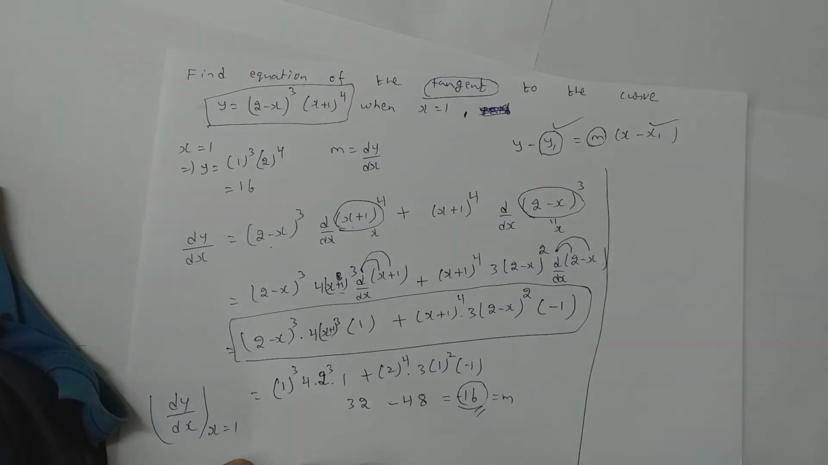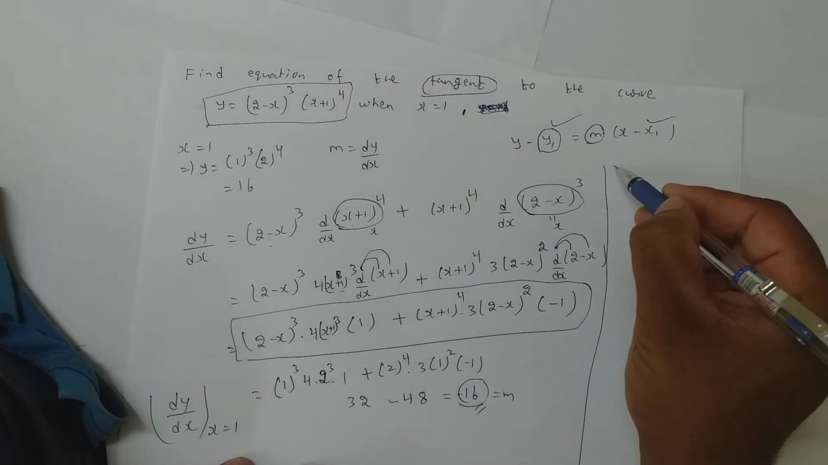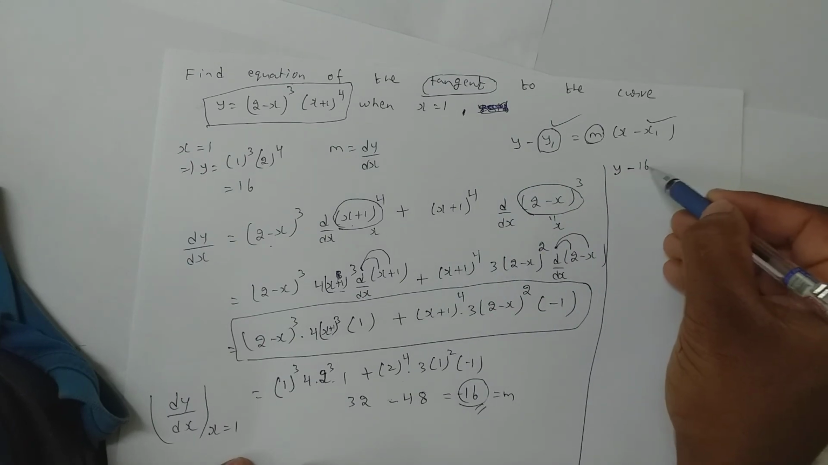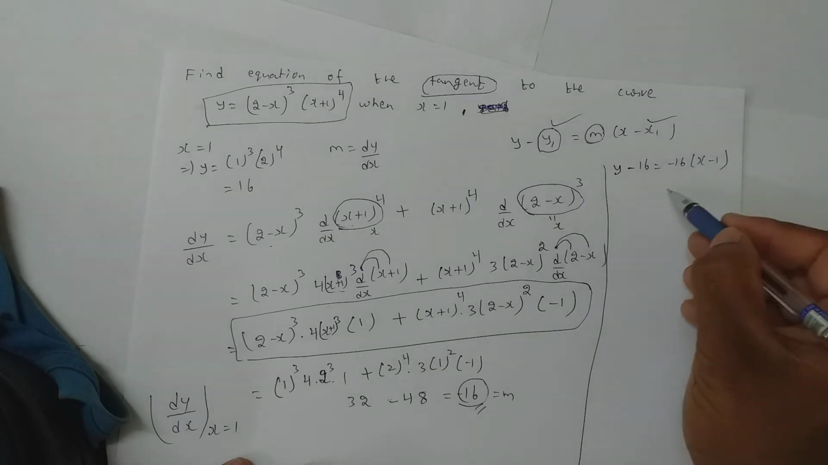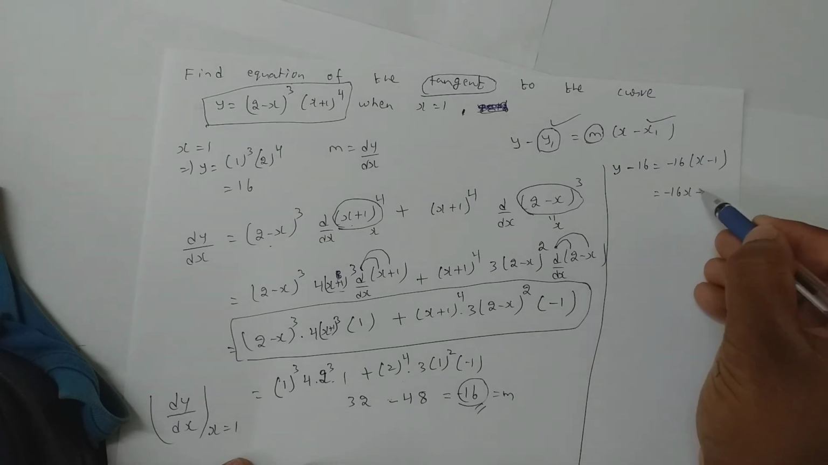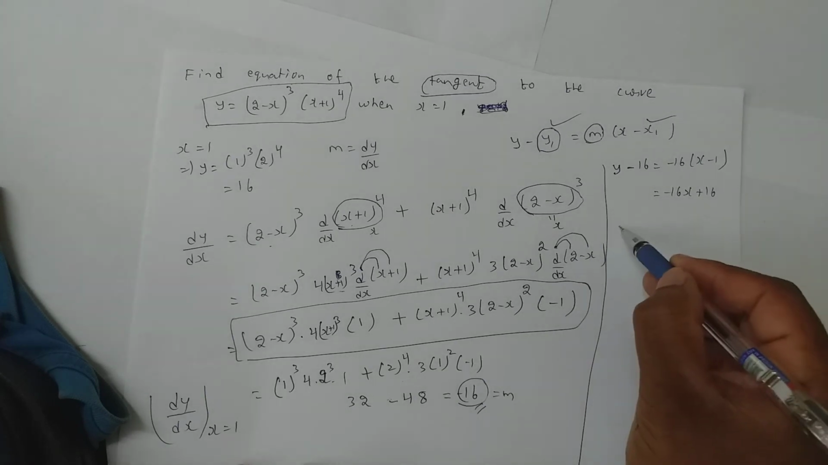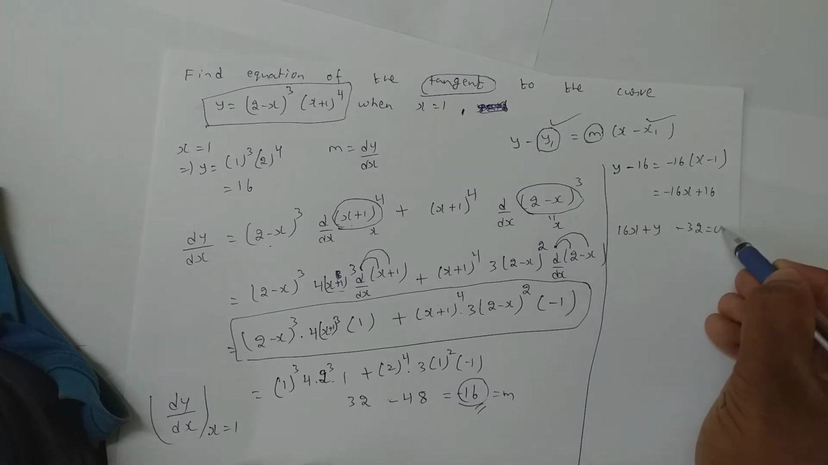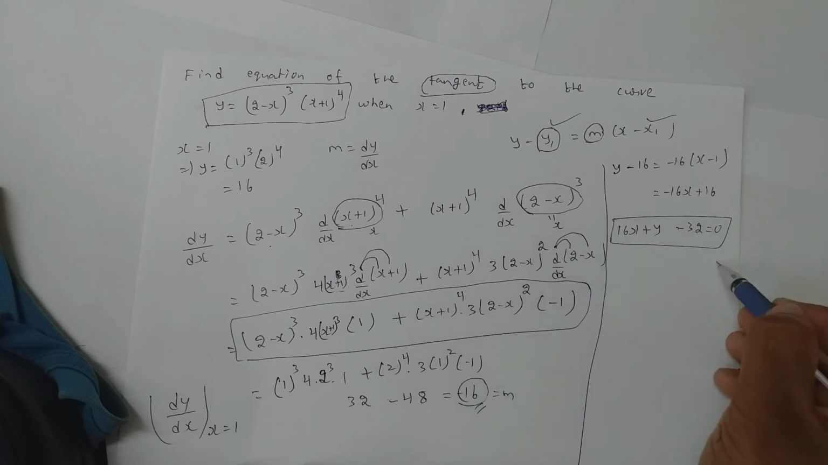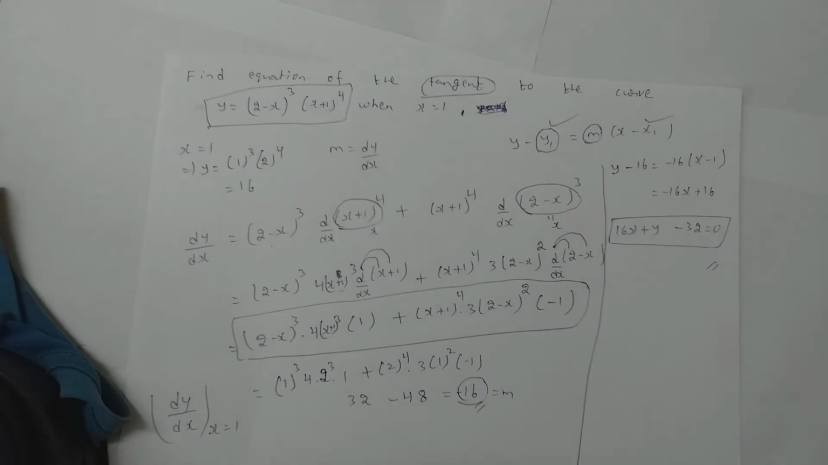So I should put it in this equation now. y minus y1, which is 16, equal to m, which is minus 16, into (x minus 1). So it is minus 16x plus 16. So bring all to one side: 16x plus y minus 32 equal to 0. This is my equation of the tangent.